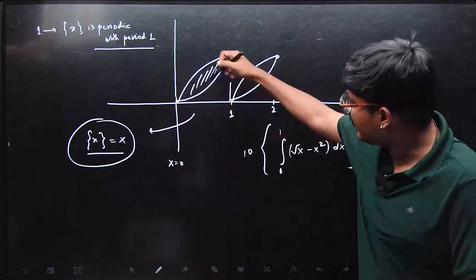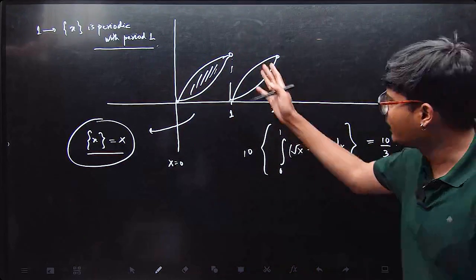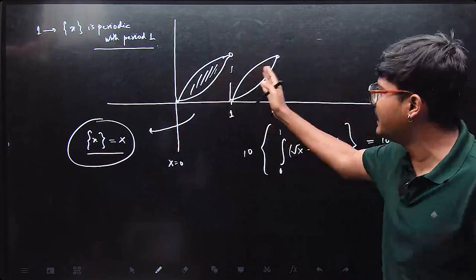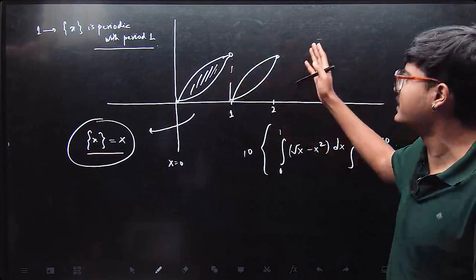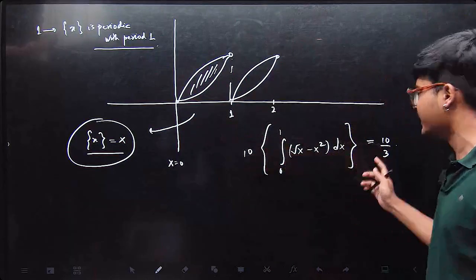So you have to find the area in between these two curves, which turns out to be integral of root x minus x squared dx. And what do you do to find the overall area? Just multiply it by 10, right? Because in each of these 10 intervals, the area is going to be the same. So the overall answer turns out to be 10 times this integral, which is 10 by 3.